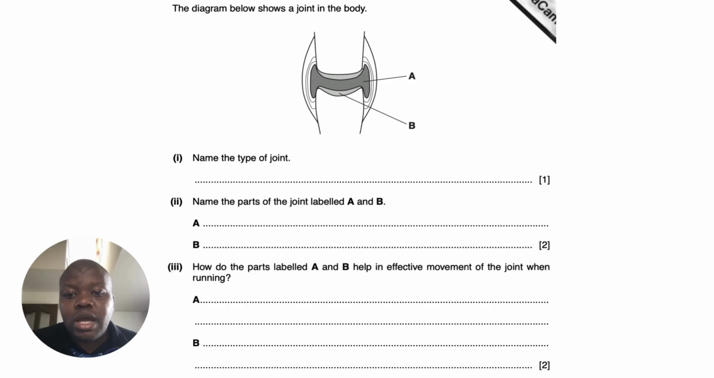Question number 3. How do the parts labeled A and B help in effective movement of joints when running? Part A, it lubricates the joint and provides ease of movement so that the joint can easily move. Part B, it prevents the two bones from rubbing against each other because there is hyaline cartilage. Hyaline cartilage is a strong fibrous structure.